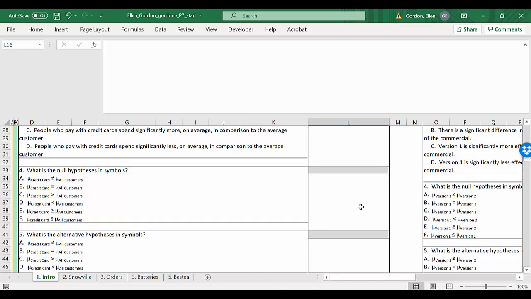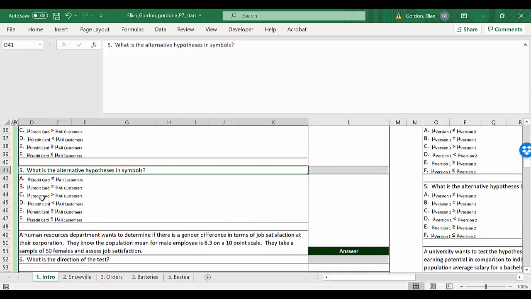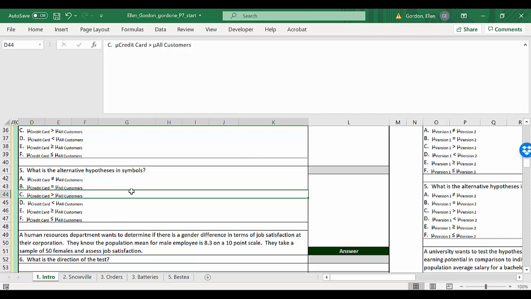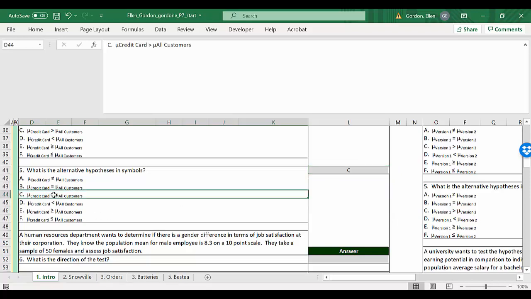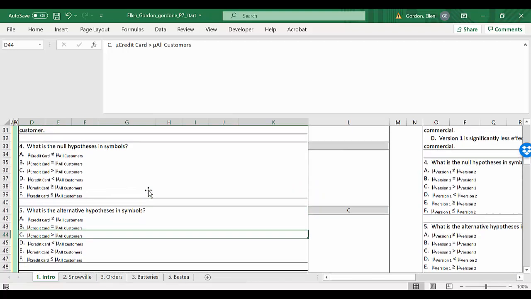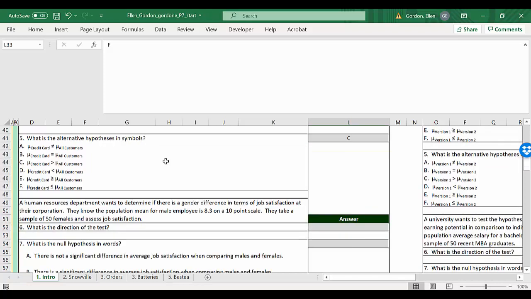And next we're asked about the hypotheses in symbols. And again, I think it's easiest to start with the alternative hypothesis. The alternative hypothesis is we think the mean for credit card customers is greater than the mean for all customers. So that would be C. And then the null hypothesis in symbols is just the opposite of that. So if it's not greater than, it would be less than or equal to, and that's going to be the null. So that would be F. Remember, the null hypothesis in symbols always has an equal component to it.